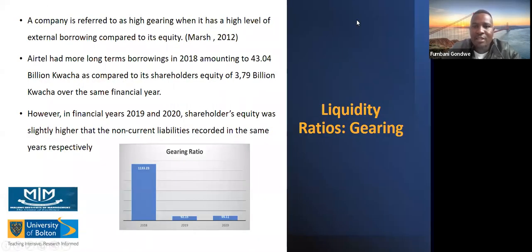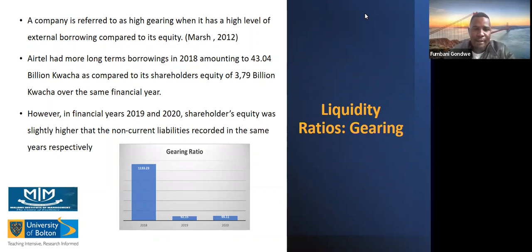Having looked at the profitability ratios, I now move my focus to liquidity ratios. The first ratio that I'm going to talk about is the gearing ratio. The gearing ratio is basically the level of borrowing of a firm with regards to the equity that it has at hand. If we say a firm has a high gearing ratio, it means the company has a high level of external borrowing compared to its equity.